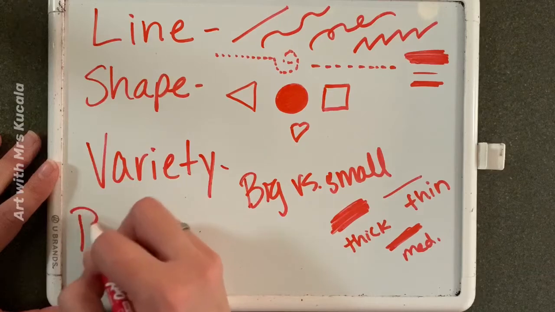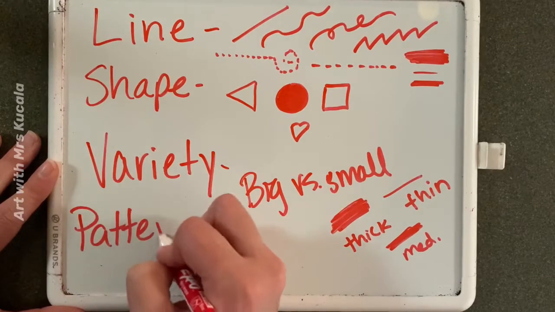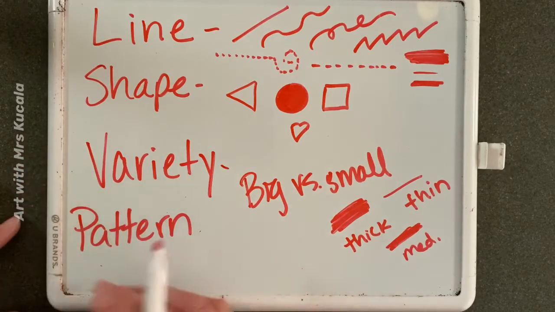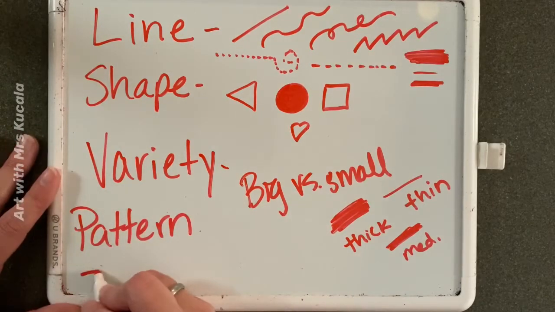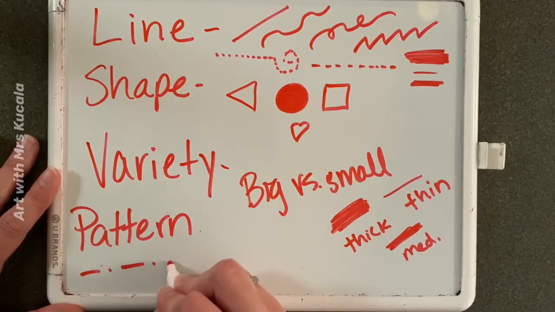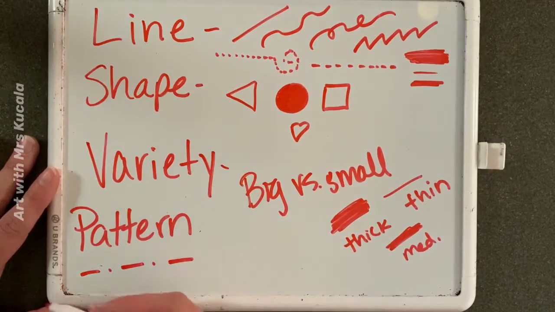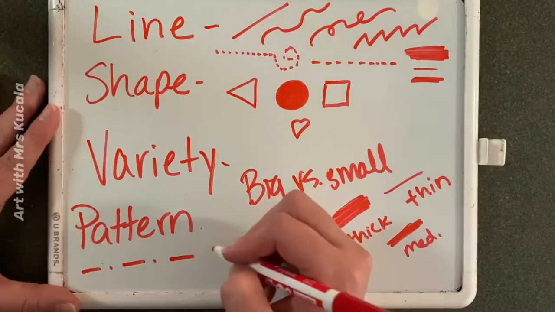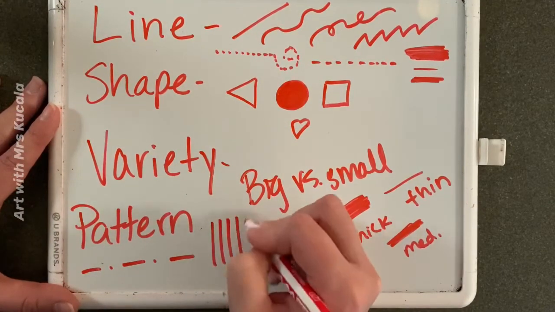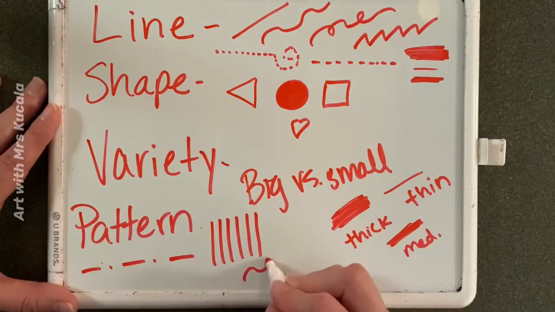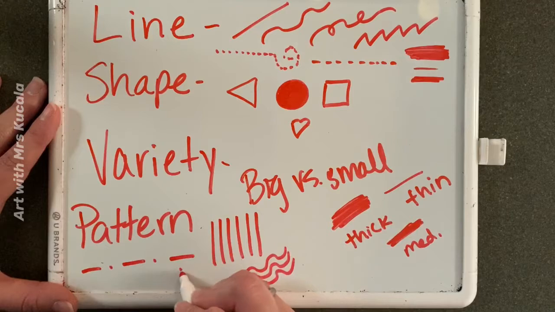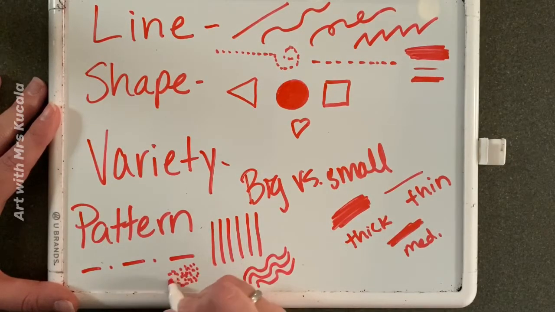Okay, now pattern is another great word that we're going to be using this week, because pattern describes things that are done in a certain order. So something like dash, dot, dash, dot, dash is a pattern because it's something that follows rules. I could do a pattern of lines that just are straight up and down. I could do a pattern of wavy lines like this. And I could do a pattern of just a bunch of dots all together.